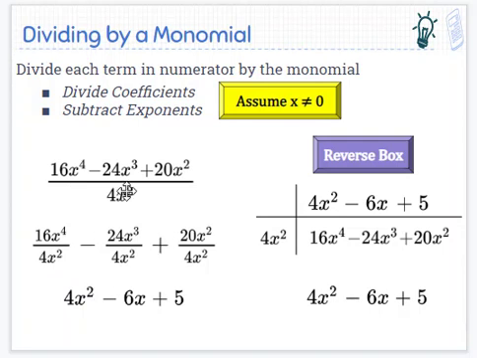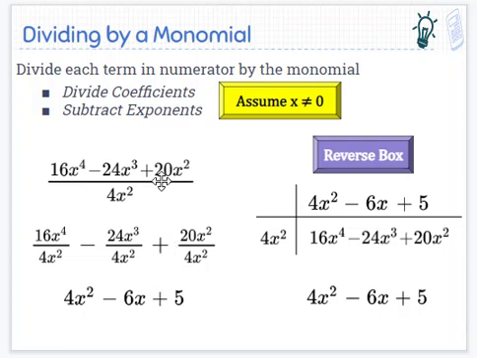Now, minus, remember the minus sign came from the negative 24x to the 3rd term. So minus 24x cubed divided by 4x squared. 24 divided by 4 is 6. Now remember, you have your negative. And then x cubed divided by x squared is x. Remember, 3 minus 2 is 1. So we have x to the 1st.